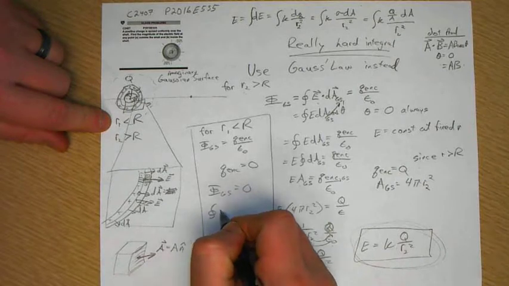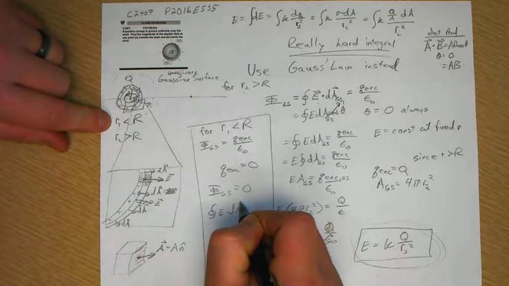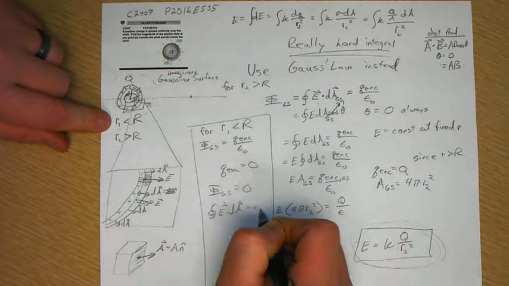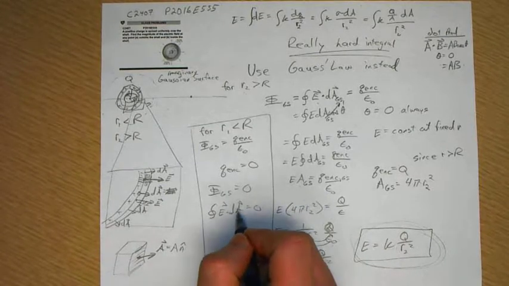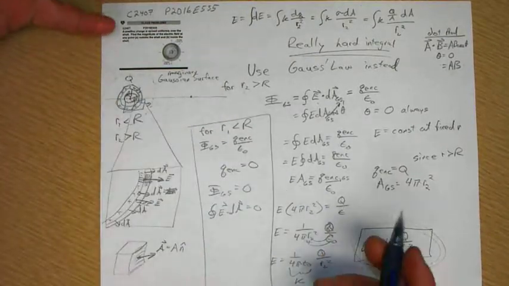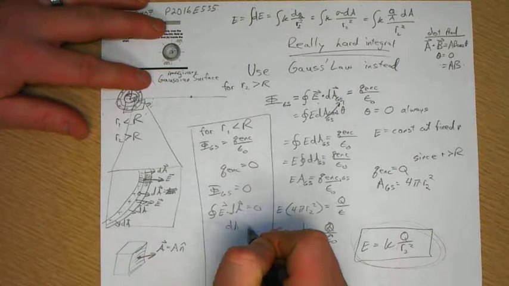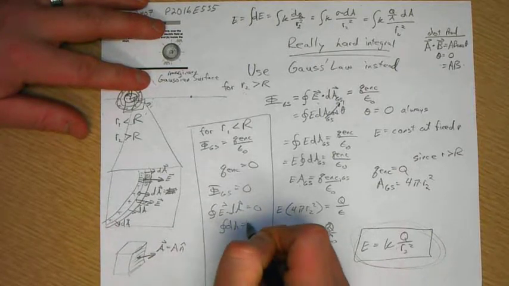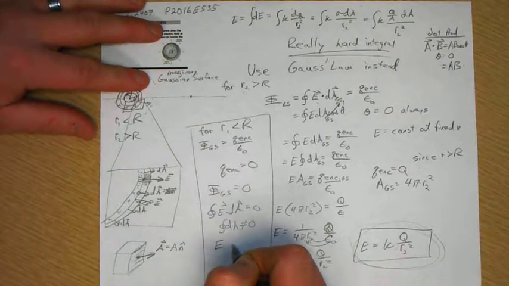So that means E dot dA equals zero. The area of the shell is not zero, it's non-zero. The integral of dA does not equal zero, so E must equal zero.